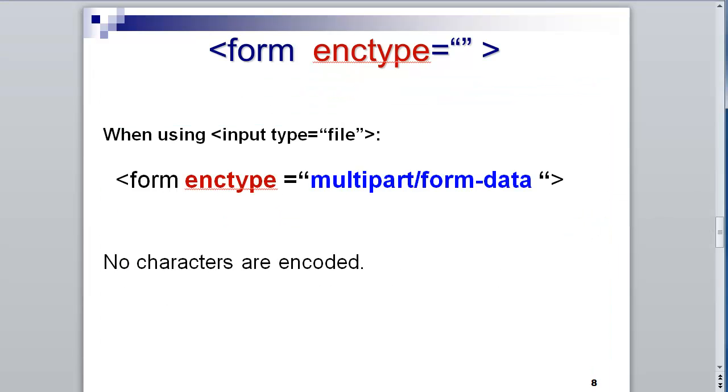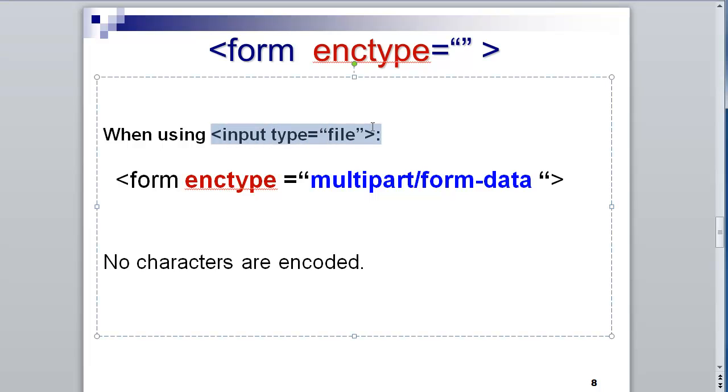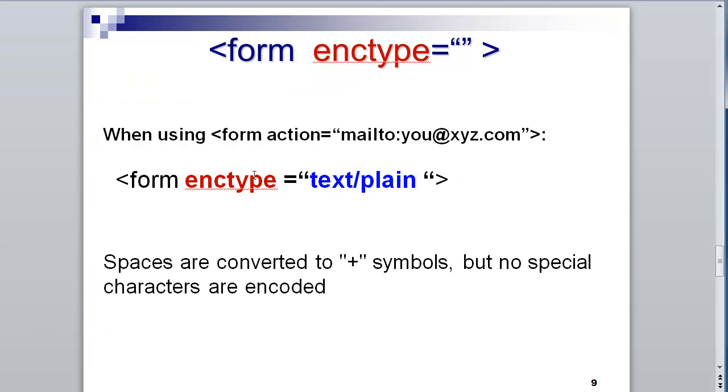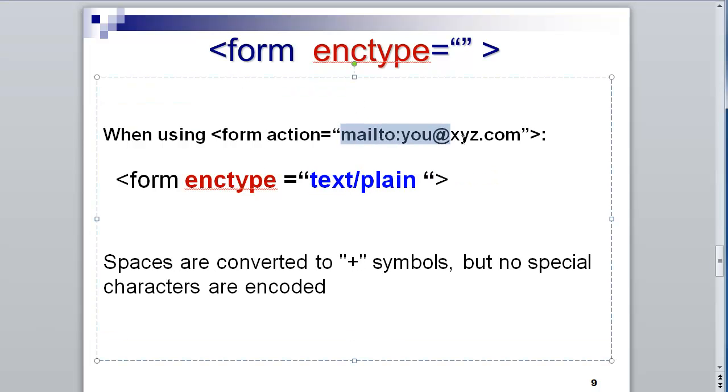If we were using input type equals file, that will allow us to attach a file to our form, then we need to set the encoding attribute to multipart/form-data. If we were using a mailto as the action of a form, then we would need to set our encoding type to text/plain.